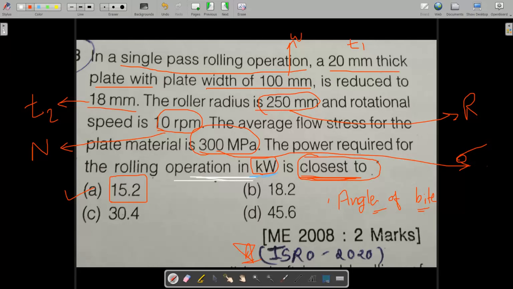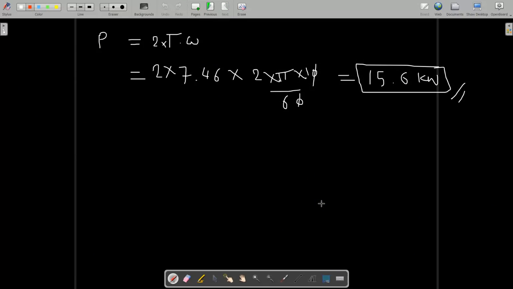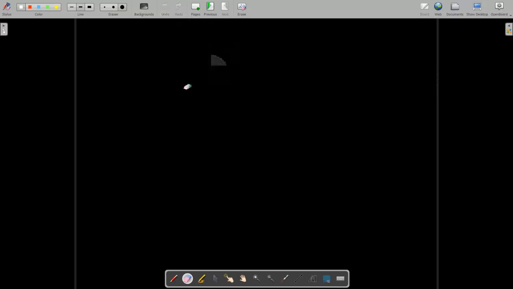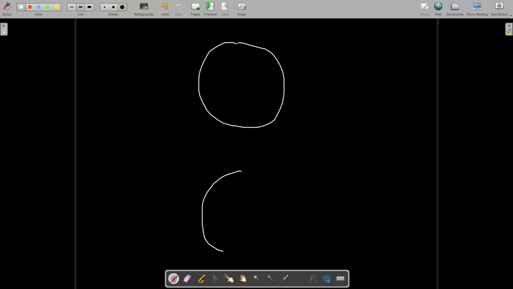But one more step, we will go to angle of bite. So how to find angle of bite? Use trigonometry. This is the rule. Let me draw on another page. Suppose this is the roll and this is the second roll.